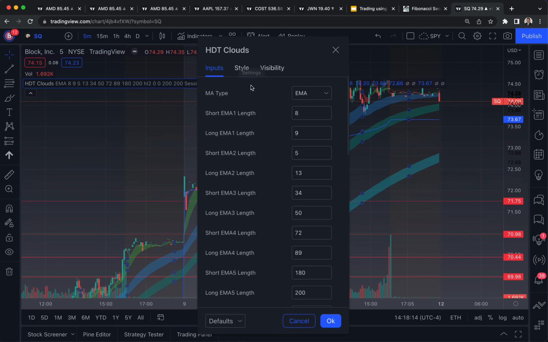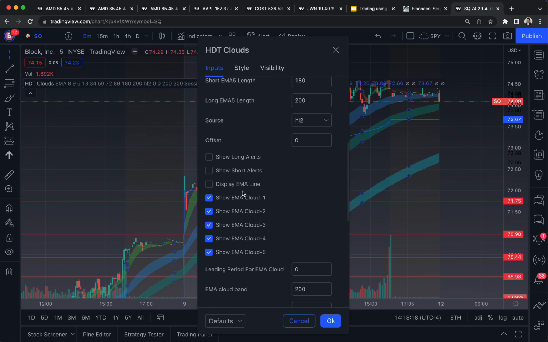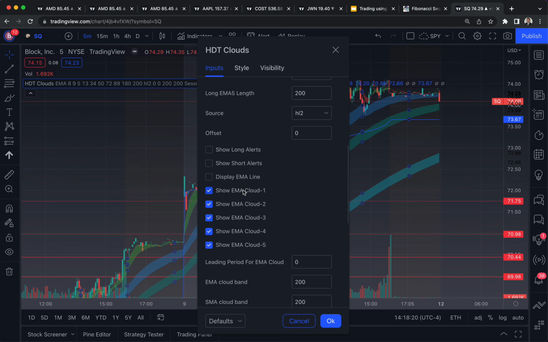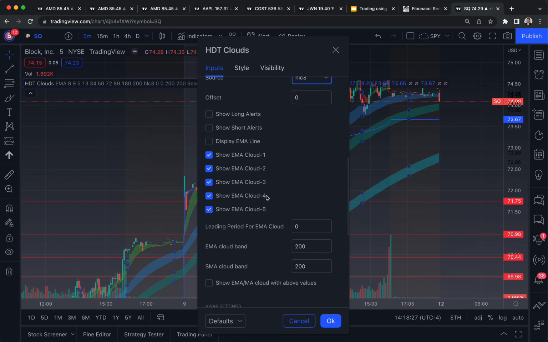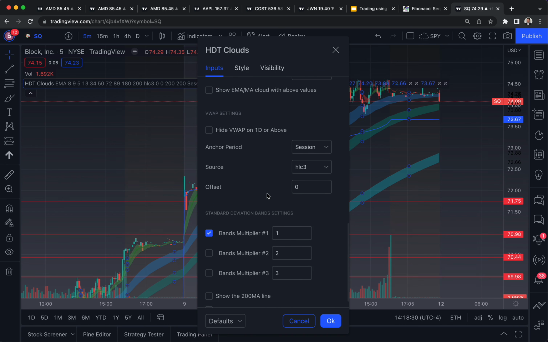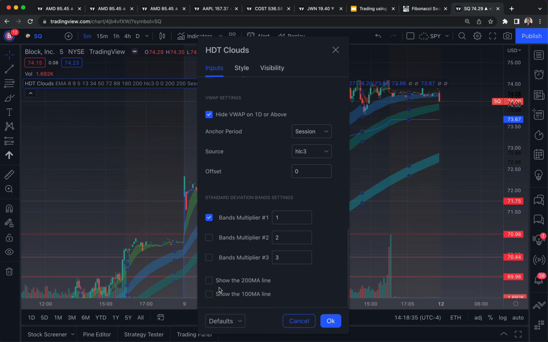And we're going to go right into the settings icon, and I'm going to show you my exact settings. These pretty much are my exact settings. There's only one change I'm going to make, or two changes I'm going to make here. I'm going to change the source to HL3, right? So high, low, close divided by 3. And then I'm going to change my hide VWAP above daily or above. And I'm going to add the 200 MA line.